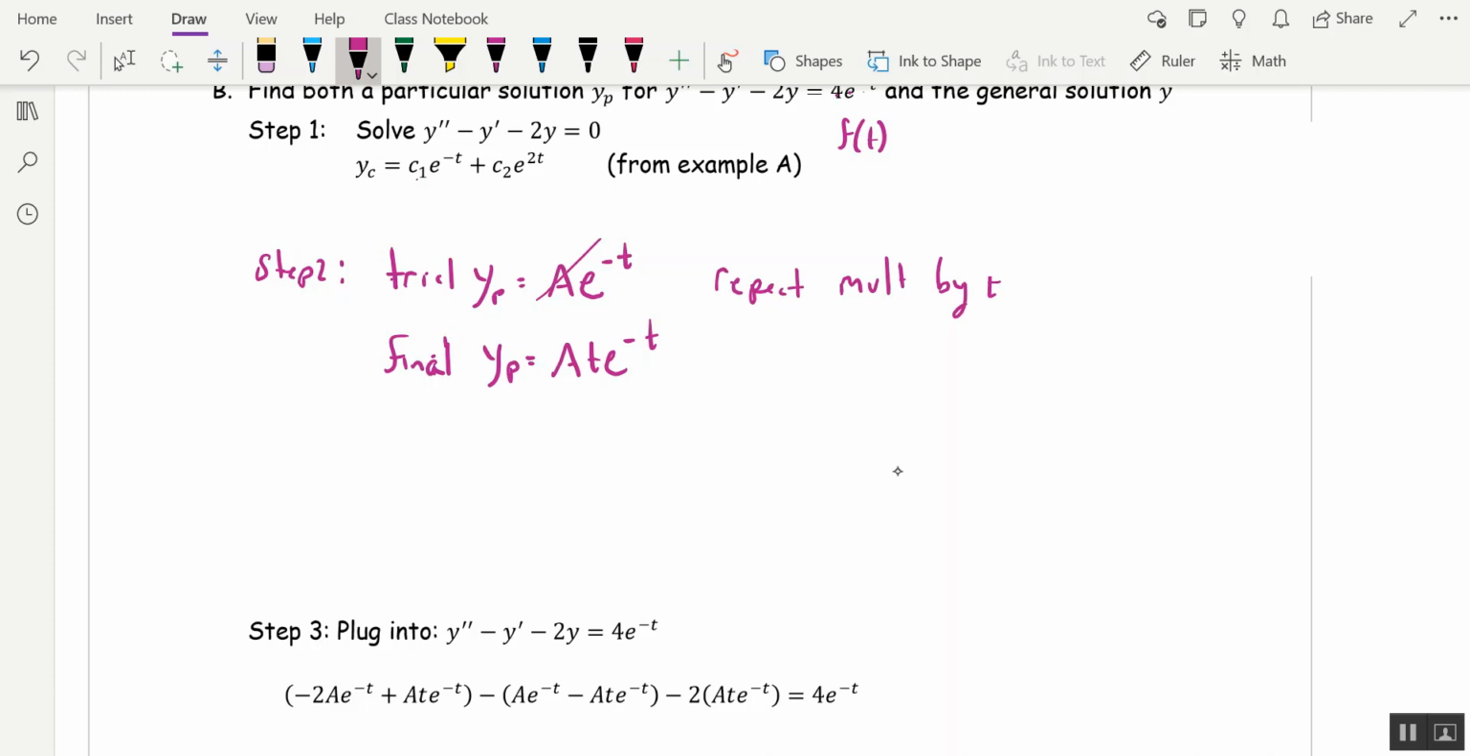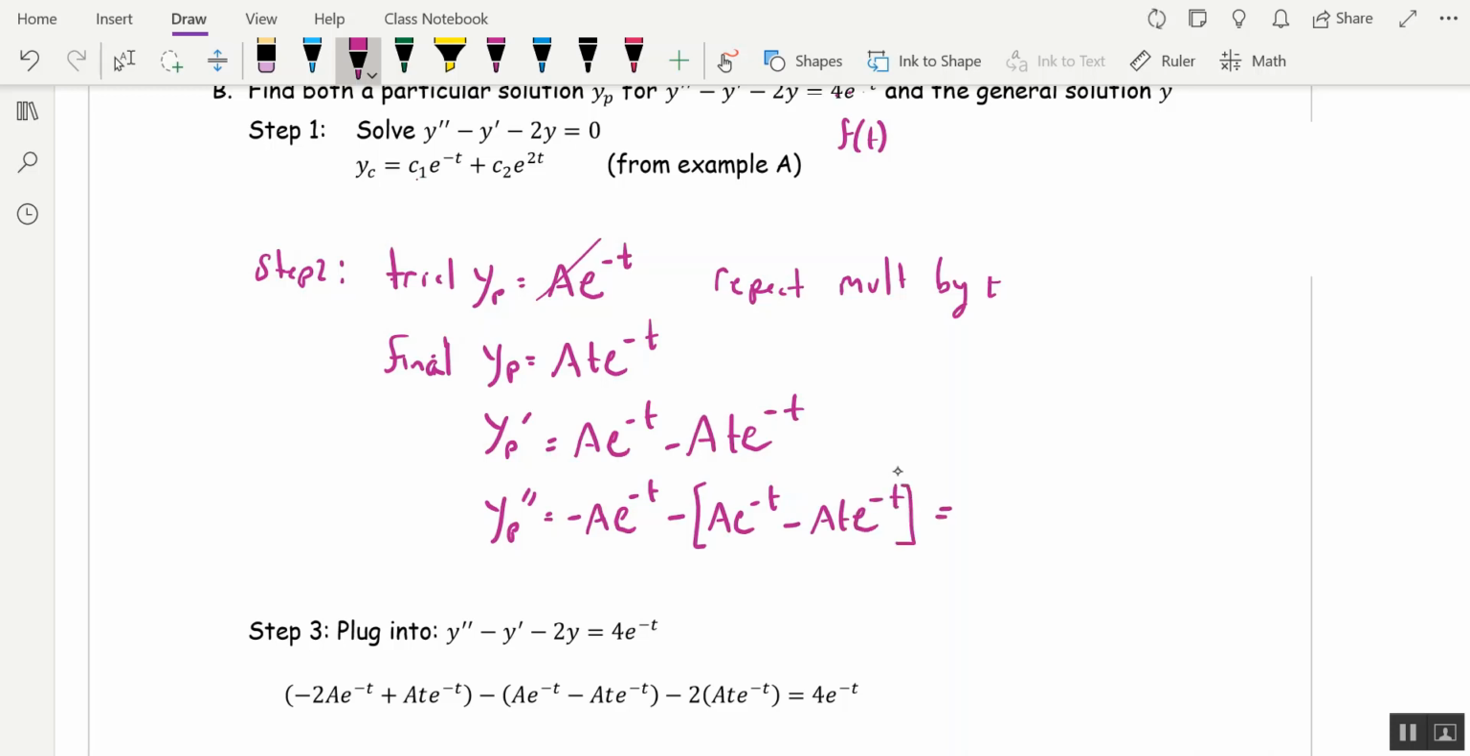Now I need yp prime and yp double prime. So I need to use the product rule. Yp prime is going to be a e to the -t and then minus a t e to the -t. And yp double prime is -a e to the -t minus, I need the product rule again, a e to the -t and then minus a t e to the -t. And so if I clean that up, I've got -2 a e to the -t plus a t e to the -t.